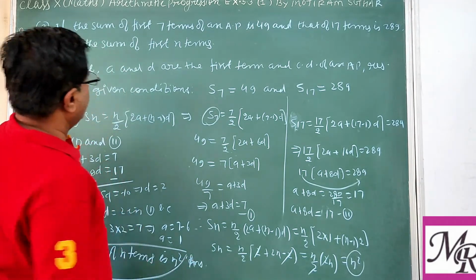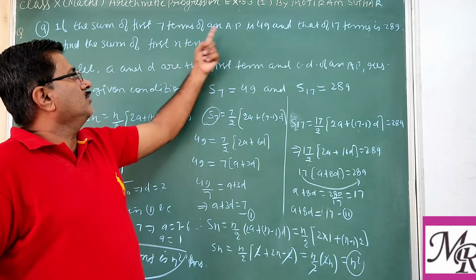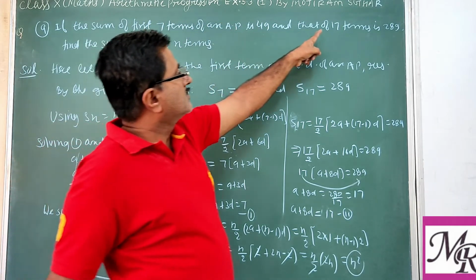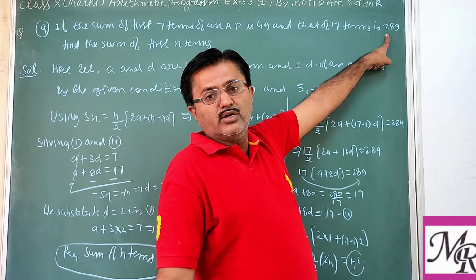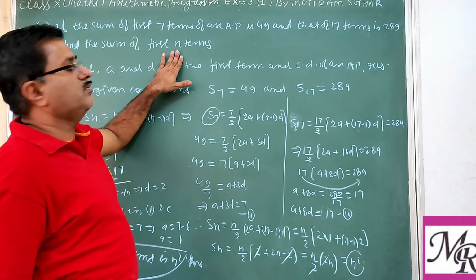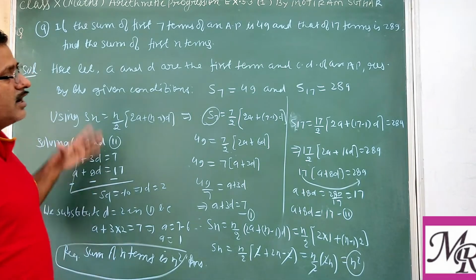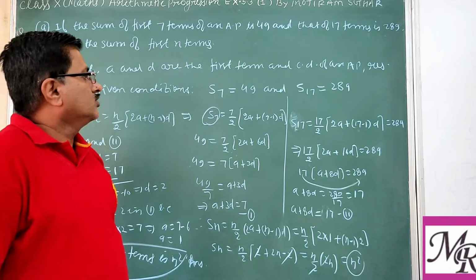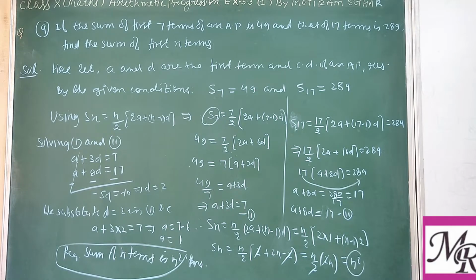Here, dear student, you can see the sum of first 7 terms is 49. That is, 7 terms means 7 square, given. Sum of 17 terms, so 17 square, 289. So the sum of n terms will be n square, that we are getting here. So you can also verify that our calculation is correct. Clear? So in this way you can easily solve the problem related to sum of terms of an AP.